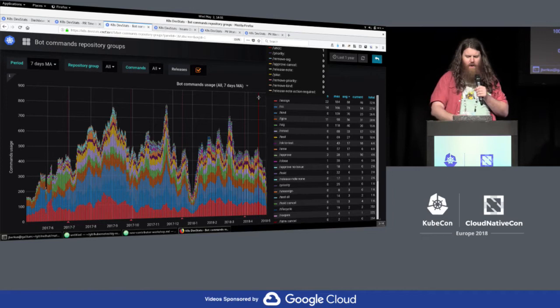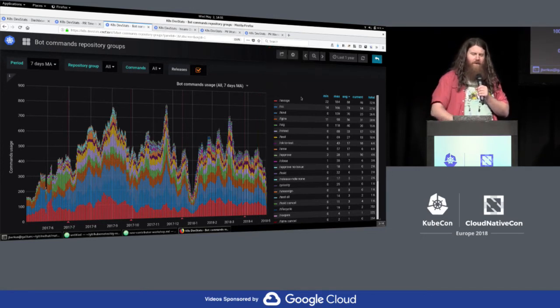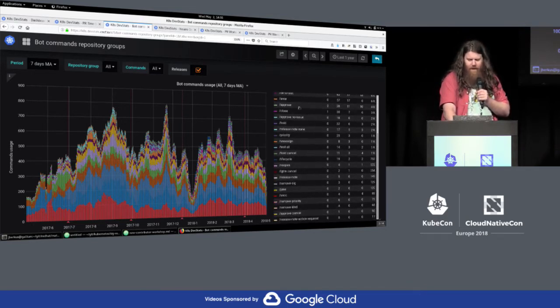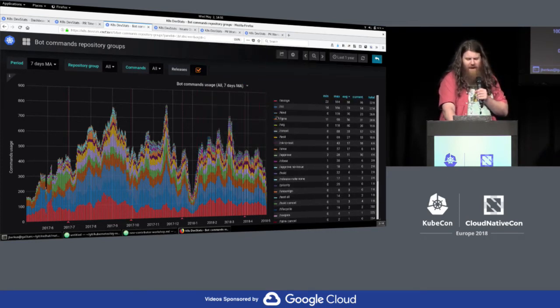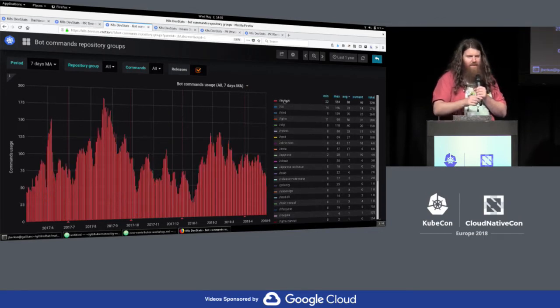So I wanted to show a couple things that this graph helps me learn in terms of, are people actually using our stuff? Are we actually doing a good job of communicating this stuff? So here I'm looking at every single bot command ever, and it's sorted by most usage. So we can tell that most people, instead of using GitHub's drop-down box to assign people, just type /assign and then a person's name. It's by far the most popular command.